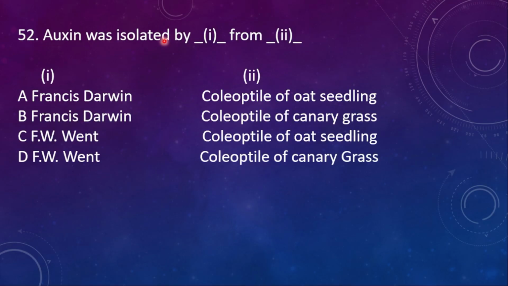52, Auxin was isolated by dash from dash. Francis Darwin, coleoptile of oat seedling. No. Francis Darwin, coleoptile of canary grass. F.W. Went, coleoptile of oats seedling. F.W. Went, coleoptile of canary grass. Here the right option is C, F.W. Went, coleoptile of oats seedling.